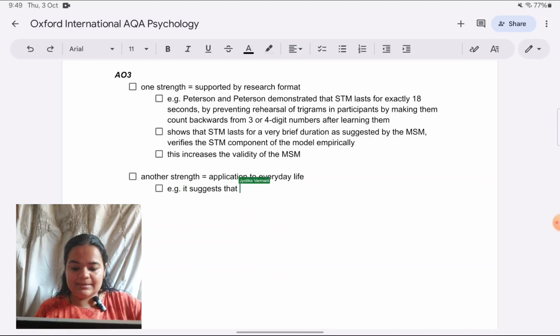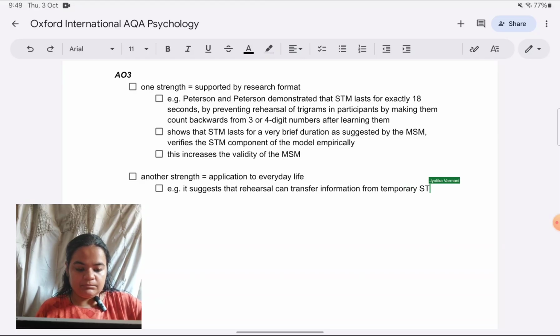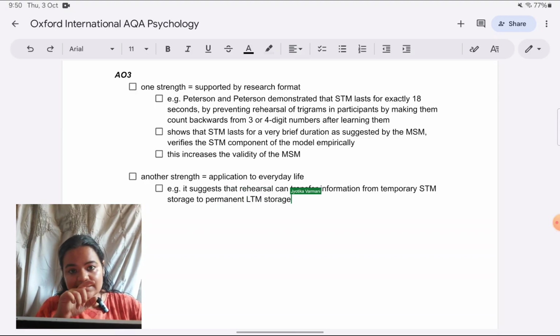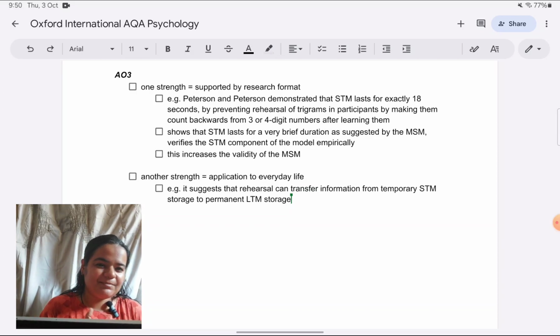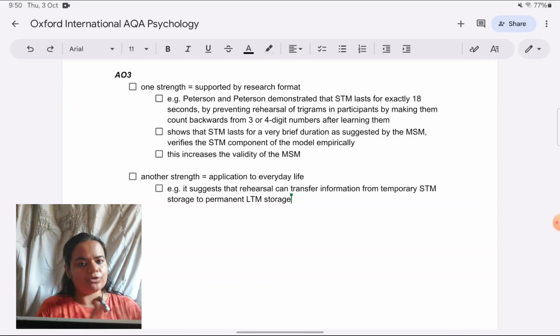It suggests that rehearsal can transfer information from temporary STM storage to permanent LTM storage. Again, because I've written about these processes in the AO1, it makes sense also to connect it here in AO3. What if I've not written about this? Then the point would seem abrupt. So for a good quality of the answer also, we can prepare outlines and keep, because then we will write relevant points. AO1 and AO3 will be directly relevant to each other.